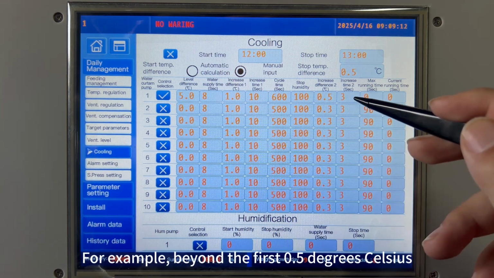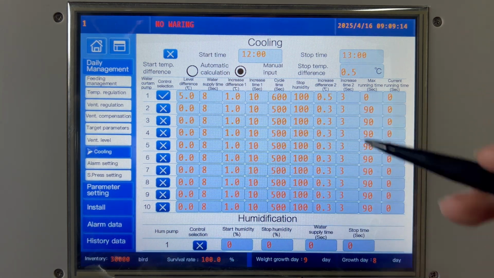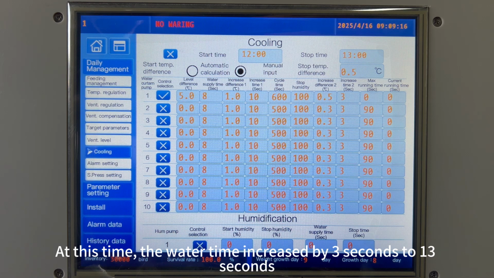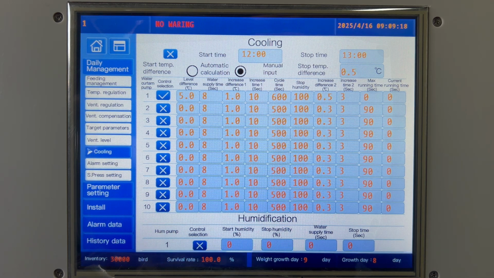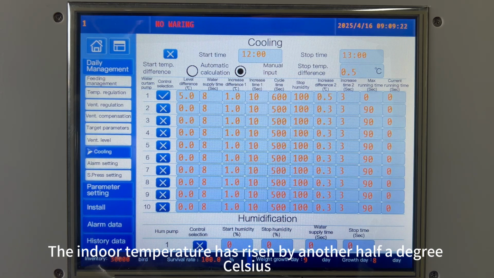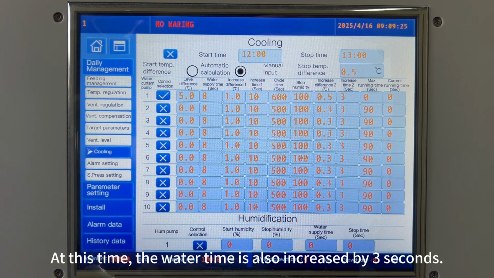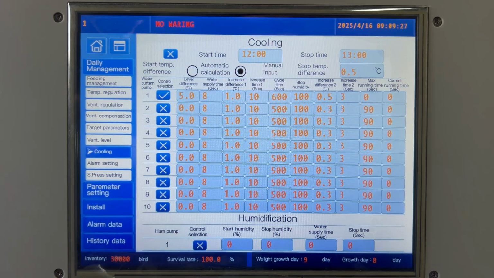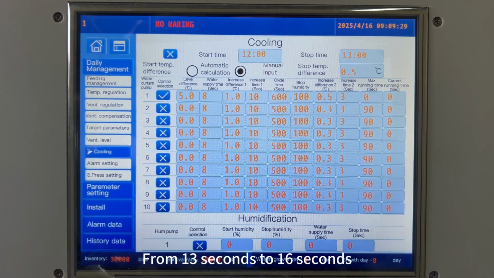For example, beyond the first 0.5 degrees, the water time increases by 3 seconds to 13 seconds. After a while, the indoor temperature has risen by another half a degree Celsius. The water time is also increased by 3 seconds, from 13 seconds to 16 seconds.